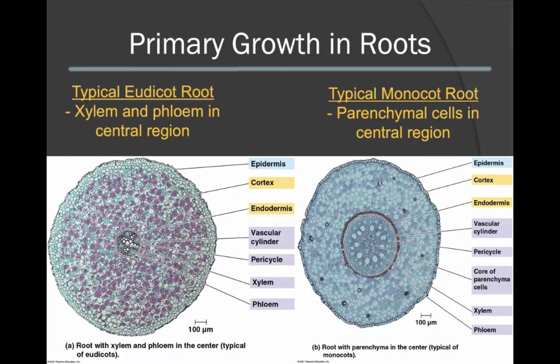In a typical monocot root, the parenchymal cells make up the central region. This will then have xylem and phloem interspersed throughout the parenchyma. This will then be surrounded by the pericycle and vascular cylinder. This will then be surrounded by the endodermis, cortex, and eventually the epidermis.